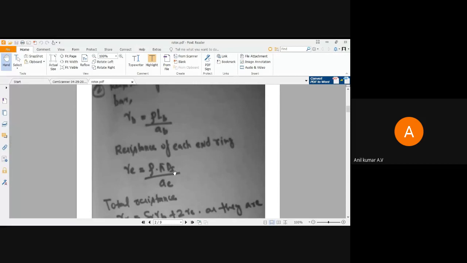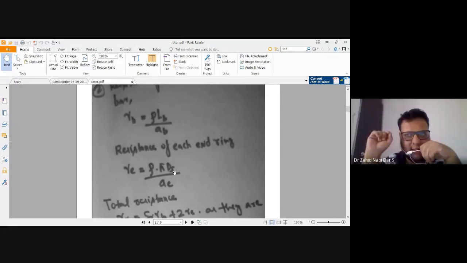Write down Ohm's law and then write down its definition: at constant temperature and pressure.